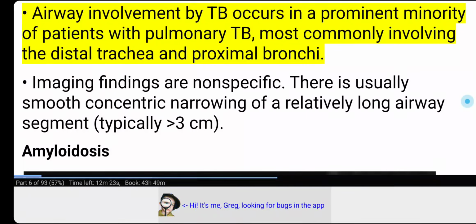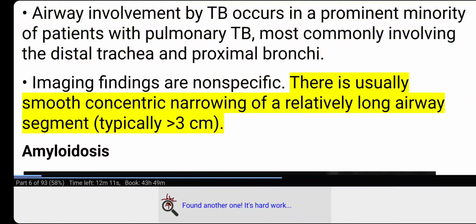Airway involvement by TB occurs in a prominent minority of patients with pulmonary TB, most commonly involving the distal trachea and proximal bronchi. Imaging findings are nonspecific. There is usually smooth concentric narrowing of a relatively long airway segment, typically greater than 3 cm.